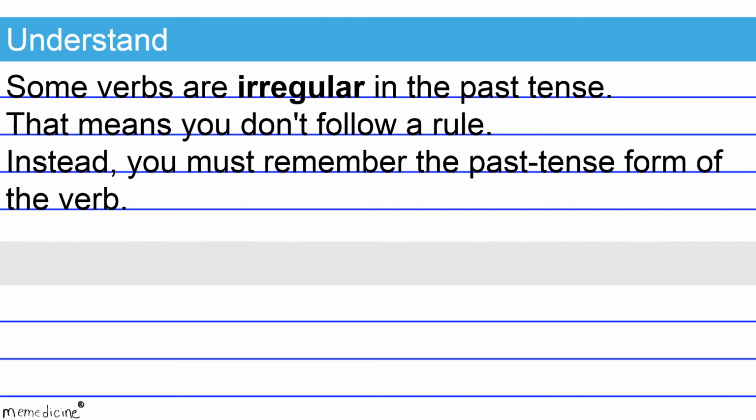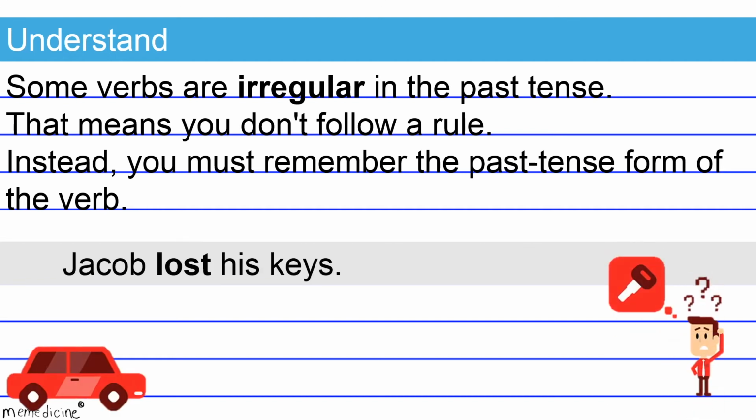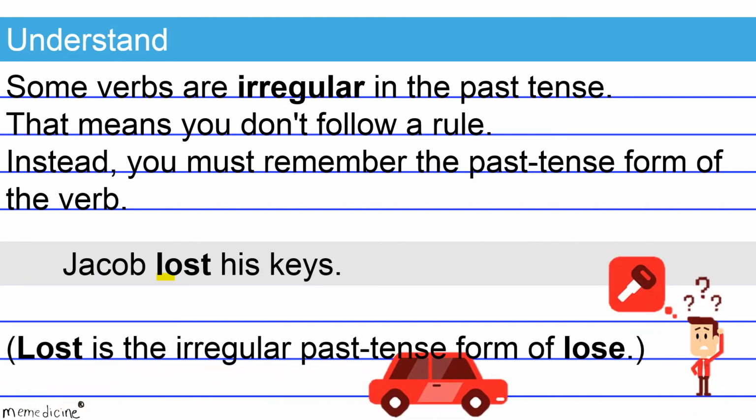Check out this example. Jacob lost his keys. Lost is the irregular past tense form of the verb lose. This is a correct shift, and the overall sentence is formatted correctly.